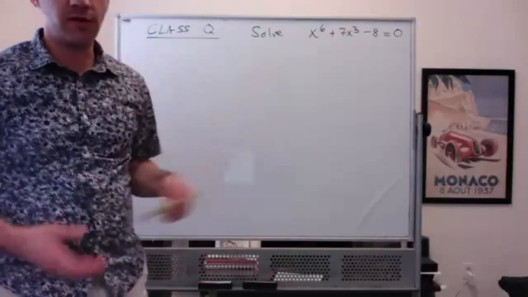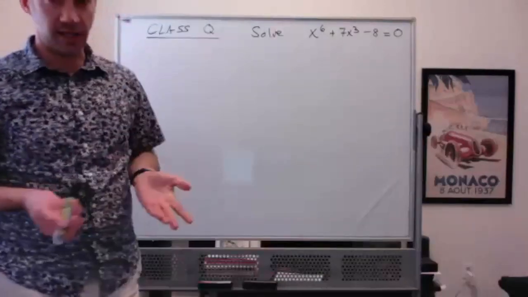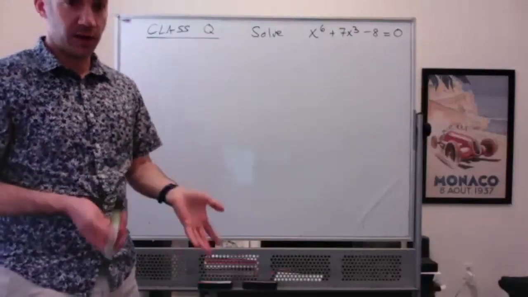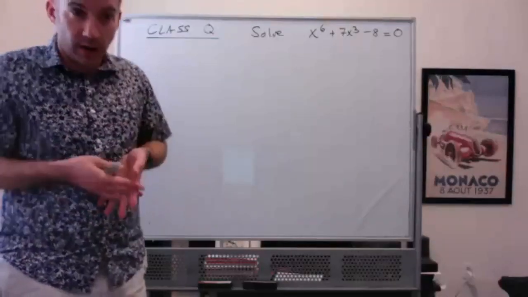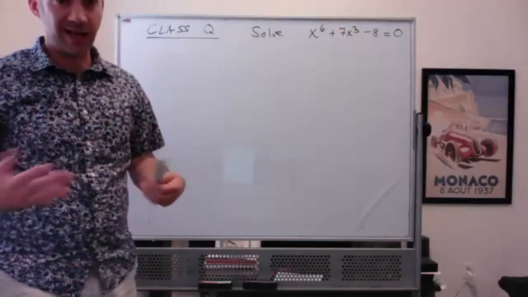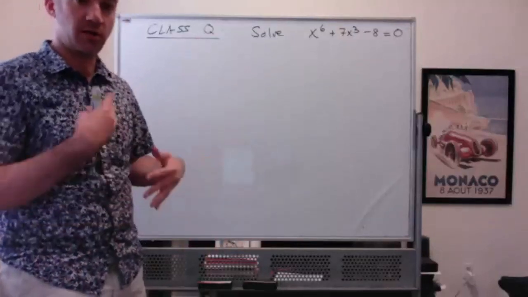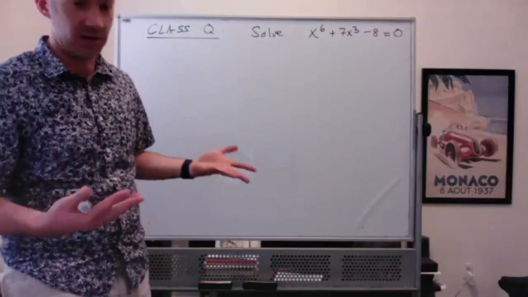Let's talk about solving an equation like this. x to the 6 plus 7x cubed minus 8 equal to 0. The first thing to recognize is it has the look of a quadratic equation, except not the right powers, right? To be quadratic, it has to be like x squared plus 7x minus something equal to 0, where the powers are the second power and the first power and nothing else.